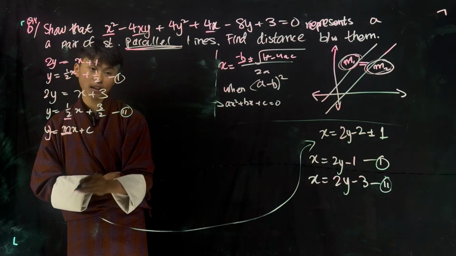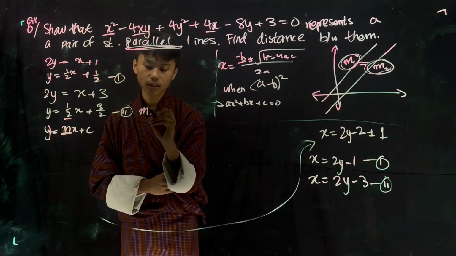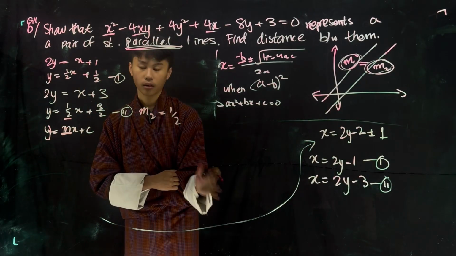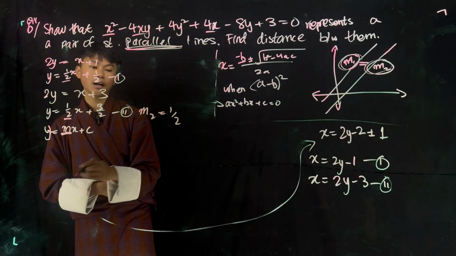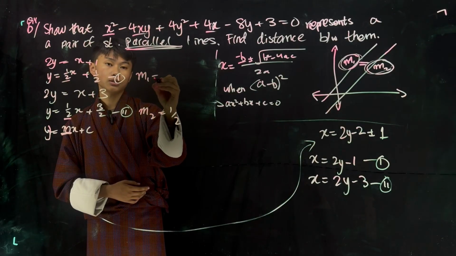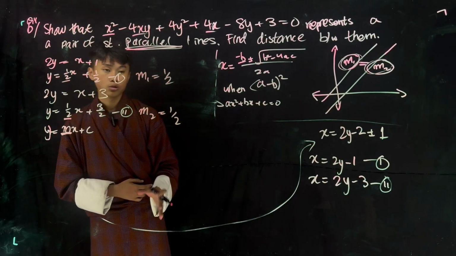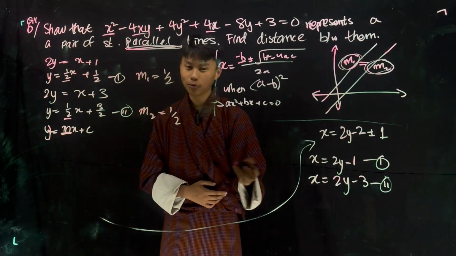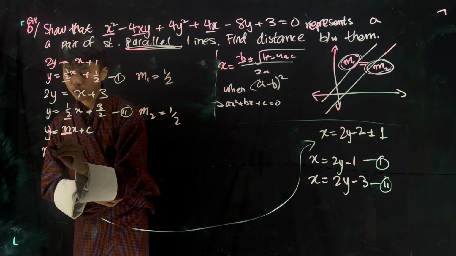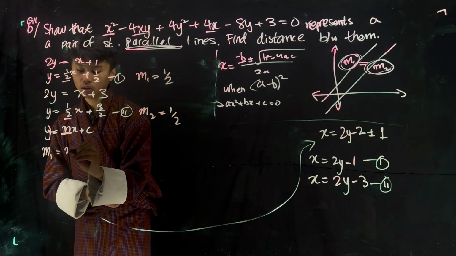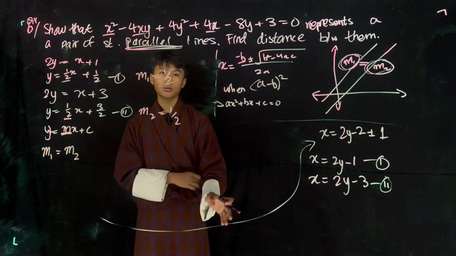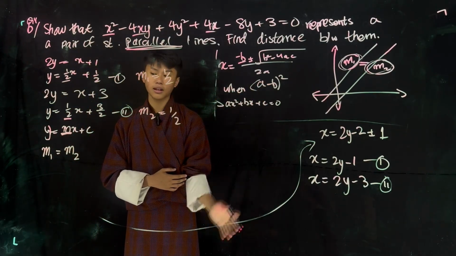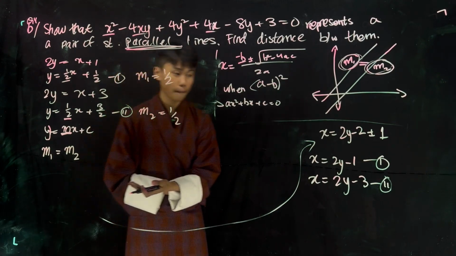The coefficient of x is half, which means the slope of the second curve will be half. Okay, now let's look at the first equation. The coefficient of x is half, which means the slope of the first equation will be half. So since half is equal to half, we can directly conclude that the slope of the first equation is equal to the slope of the second equation, thereby proving that the two lines represented by this equation of the pair of straight lines are parallel to each other.